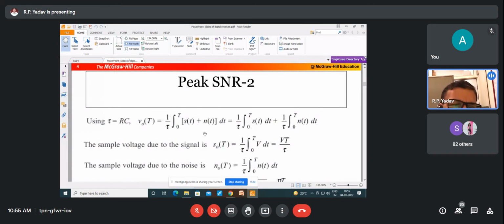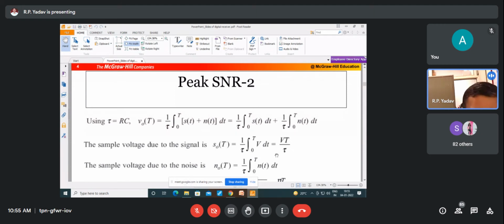Now we want to study it: if tau is equal to RC, if it is an RC network, what is V0(T)? It is 1 upon tau, integral from 0 to T, of S(t) plus n(t) dt. That's very simple, because we have a signal and the noise, and that's what our integrator is doing. It will integrate, so if it integrates my signal, it generates some finite output voltage. The finite output voltage I can write as S0(T) equals 1 upon tau, integral from 0 to T of V dt, so that means VT upon tau. You are simply integrating V dt, where V is a constant voltage level, so this becomes essentially T upon tau, over the 0 to T interval.